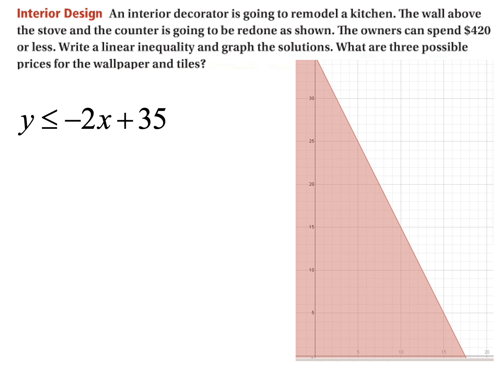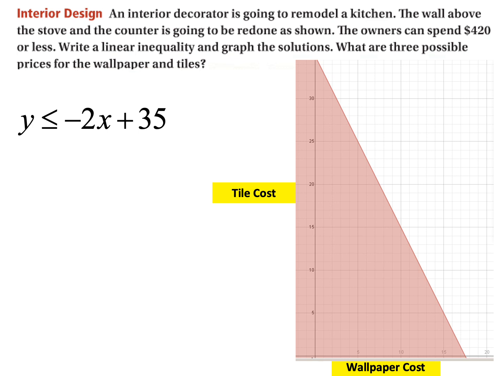But what I want you to understand is what does this mean? We knew that y was the tile cost. We knew that X was the wallpaper cost. Well, that red region right there represents every possible combination of wallpaper and tile costs. For instance, if I spend $10 on wallpaper, it would tell me if I go from the 10 on the wallpaper, the X value, all the way up to the line, everywhere along that line there would represent how much I can spend for my tiles, okay? And that goes for every single possibility.